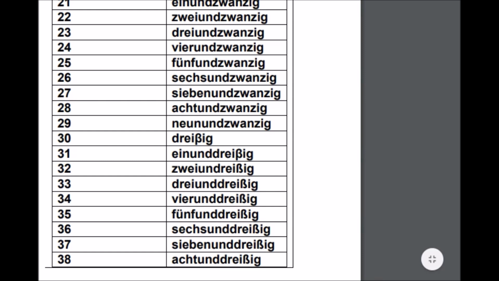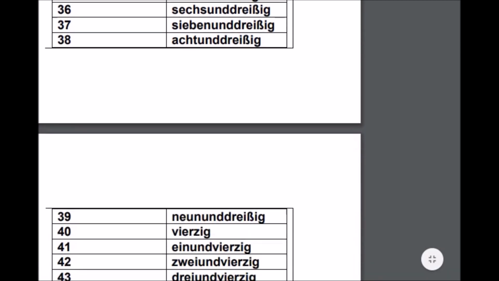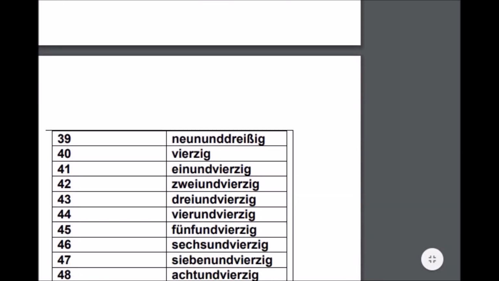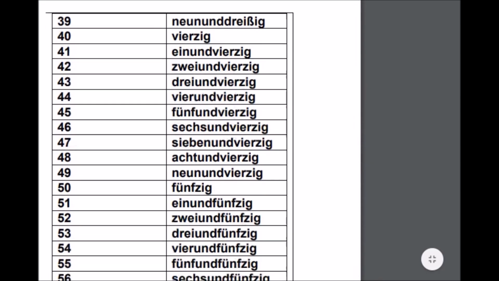So ein und dreißig. 32 will be zwei und dreißig. 33 will be drei und dreißig. 34 will be vier und dreißig. 35, fünf und dreißig. 36, sechs und dreißig. 37, sieben und dreißig. 38, acht und dreißig. 39 will be neun und dreißig. 40 will be vierzig.